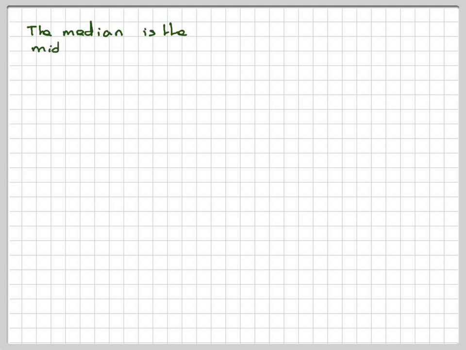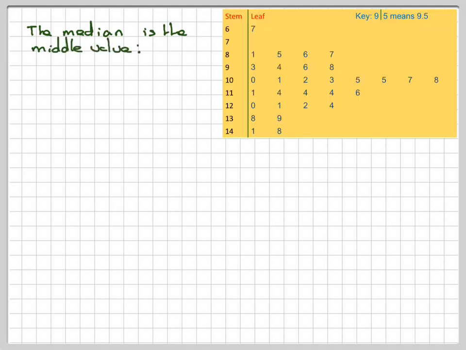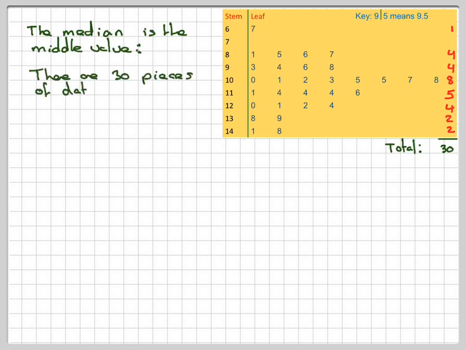Now the median is the middle value. So if we take the data and work out how much there is in each column: 1, 4, 4, 8, 5, 4, 2, and 2. If we add them up, we will see that there are 30 values altogether. Now there are 30 pieces of recorded data.